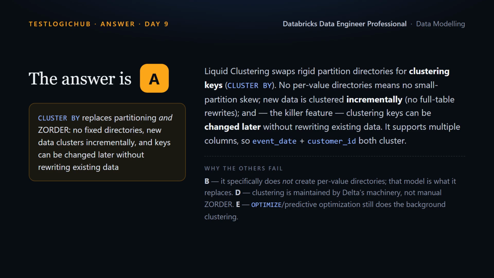The answer is A. Liquid clustering swaps rigid partition directories for clustering keys. No per-value directories means no small partition skew. New data is clustered incrementally, no full table rewrites. And the killer feature, you can change the clustering keys later without rewriting existing data. It supports multiple columns too, so event date and customer ID both cluster.